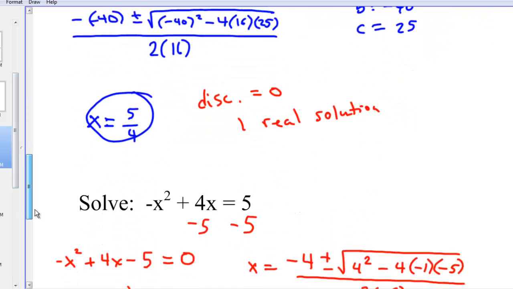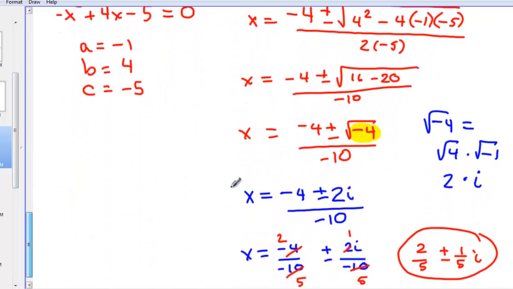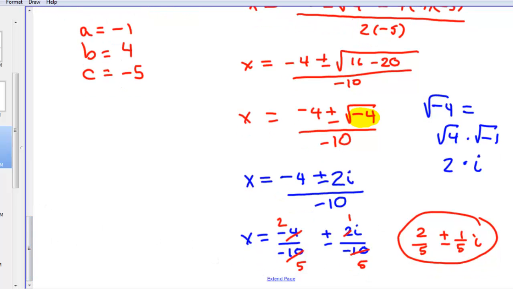All right, and in our last example that we just did, I highlighted already the discriminant. The discriminant here was negative 4. Since that was a negative number under the radical, we ended up getting two imaginary solutions. So let's write that down, that here in this case the discriminant was negative 4, and we ended up getting two imaginary solutions.